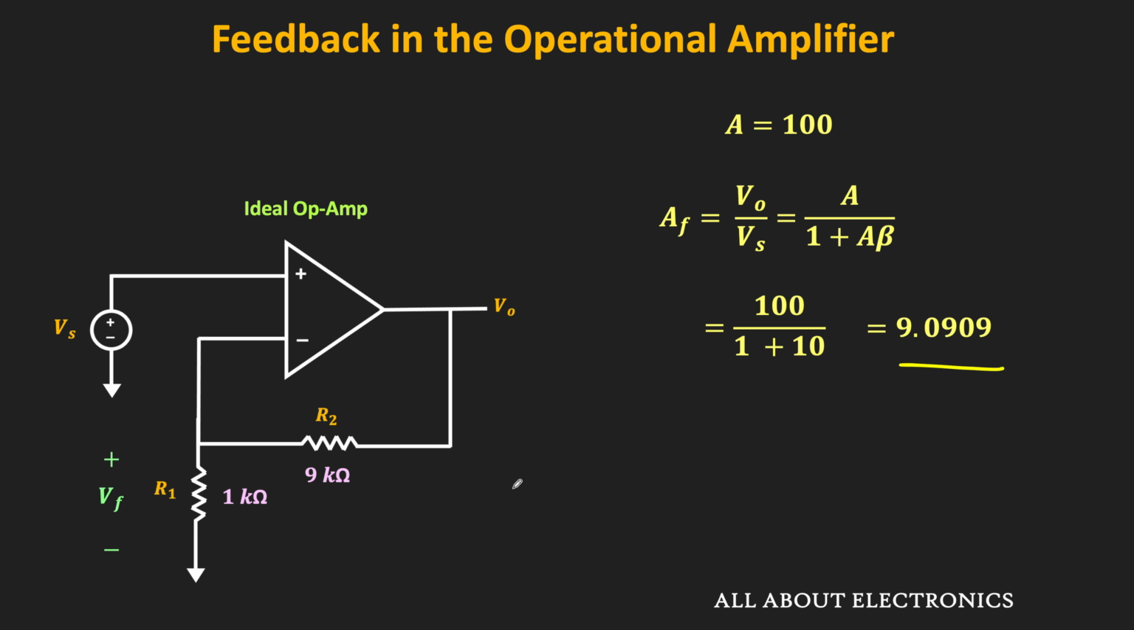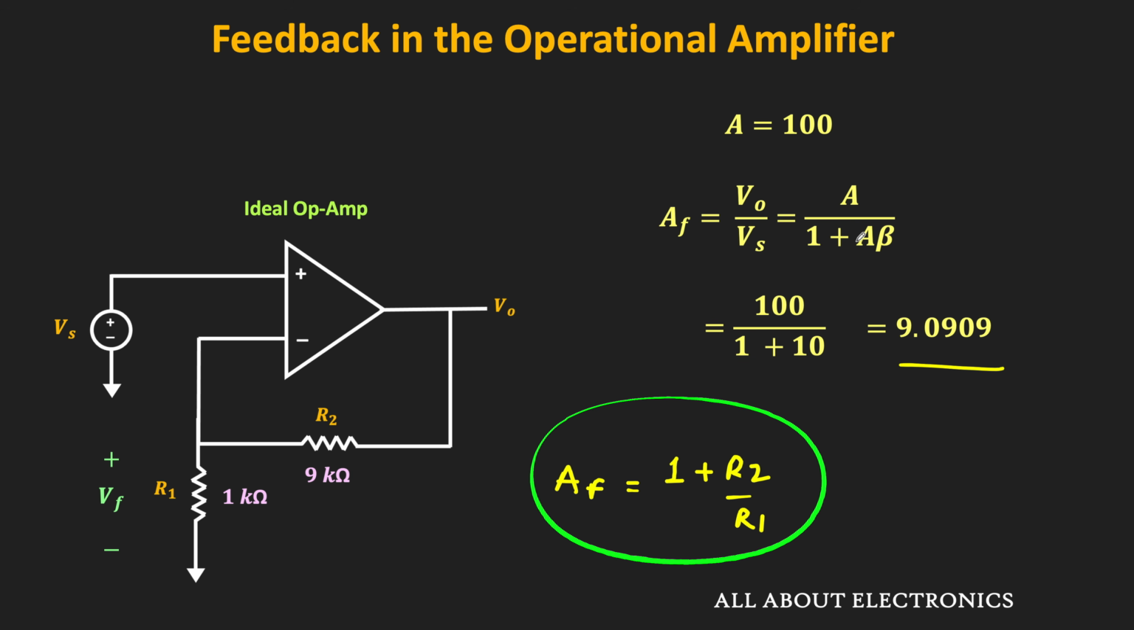So in general, with the non-inverting configuration of the op-amp, its closed loop gain can be given as 1 plus R2 divided by R1. And with these values, it should be equal to 10. But here, since the open loop gain of the op-amp is very less, the actual closed loop gain that we are getting is equal to 9. That means whenever this loop gain Aβ is much greater than 1, then and only then does this closed loop gain entirely depend on the feedback network.